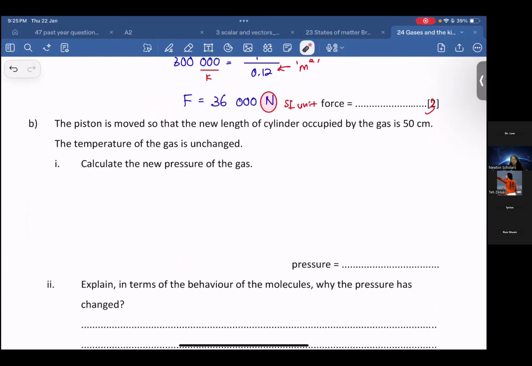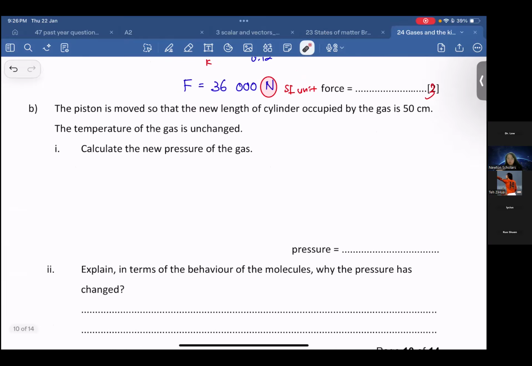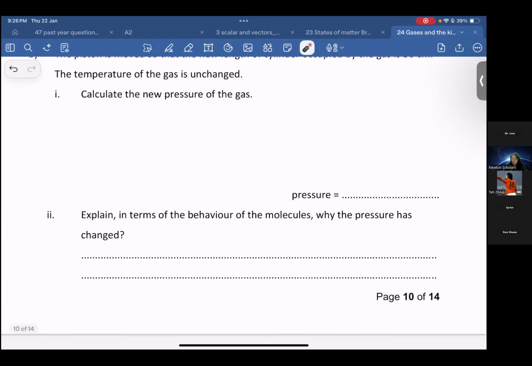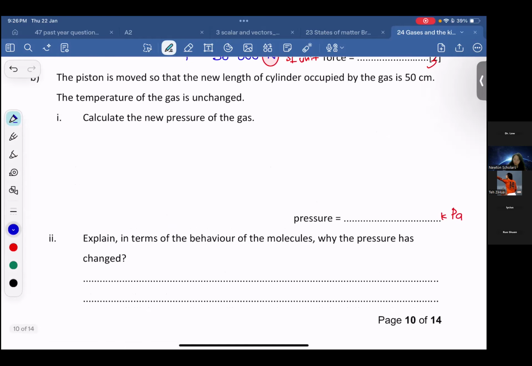The piston is moved so that the new length of cylinder occupied by the gas is 50 cm. Just now it was 100, now it is 50. Angeline asks: 600,000 Pascal, do I convert to kilopascal? No need. You can stop at 600,000. No need to purposely convert it, unless the final answer is written in kilopascal, then you have to convert. If they didn't write anything, we can just leave it as 600,000 Pascal.